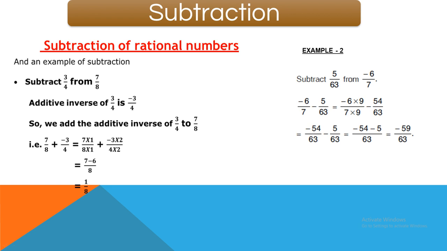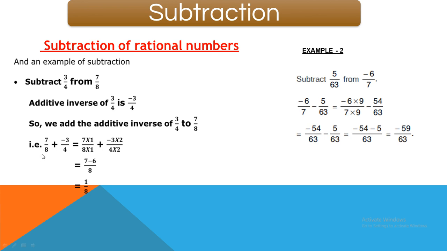Next is subtraction of rational numbers. Let's take an example of how we subtract rational numbers. Question example 1: subtract minus 3 by 4 from 7 by 8. It can be the same as adding the additive inverse of minus 3 by 4 to 7 by 8. What is the additive inverse of 3 by 4? It is minus 3 by 4. So we have to add the additive inverse of 3 by 4 to 7 by 8. So 7 by 8, and we are adding minus 3 by 4 to it.